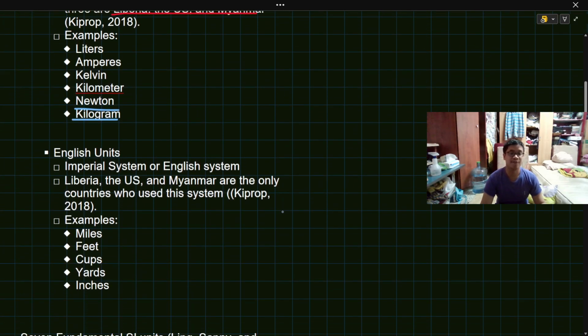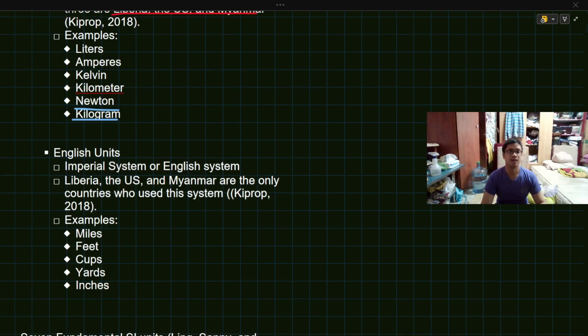Then we also have English units. The English unit is also known as the imperial system or English system. And again, according to KIPROP from 2018, Liberia, the USA, and Myanmar are the only countries that use it. Examples: miles, feet, inches, cups, yards. There are actually many more.